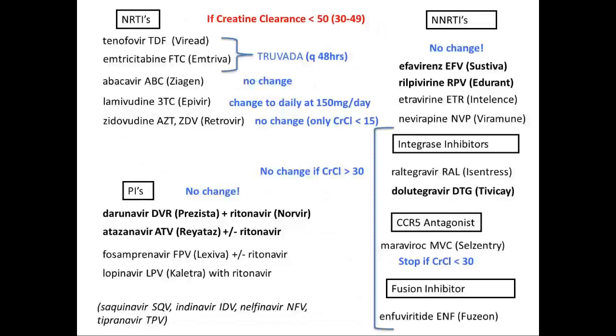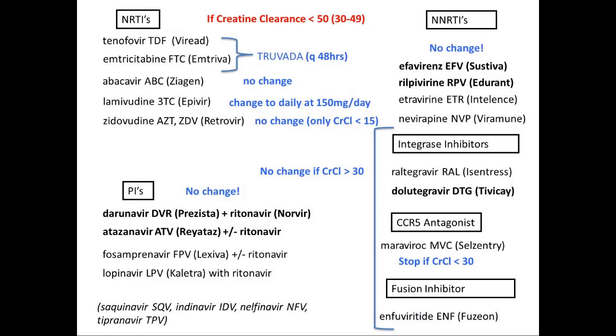Adjusting ART, so I wanted to continue with that. Usually what we see is a creatinine clearance dropping between 30 to 49, so just below 50. I wanted to give a very neat way of remembering what to do. So Truvada, you can just bump it up to every 48 hours at creatinine clearance 30 to 49. Abacavir is no change. Lamivudine you change to daily, so usually it's 150 BID, you just change it to 150 daily. And then zidovudine, there's no change.